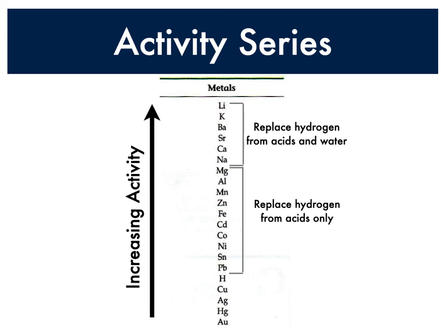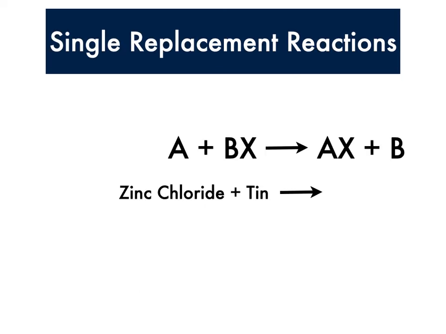And so zinc is right here on the activity series in the middle, and tin is a little bit further down. The only thing that tin can replace are the elements below it on the activity series. Since zinc is above it, it will not replace zinc out of a compound, and that's why we have no reaction. So anytime you have a single replacement reaction, you have to check the activity series of metals. So that's why with zinc chloride and tin, we get no reaction.